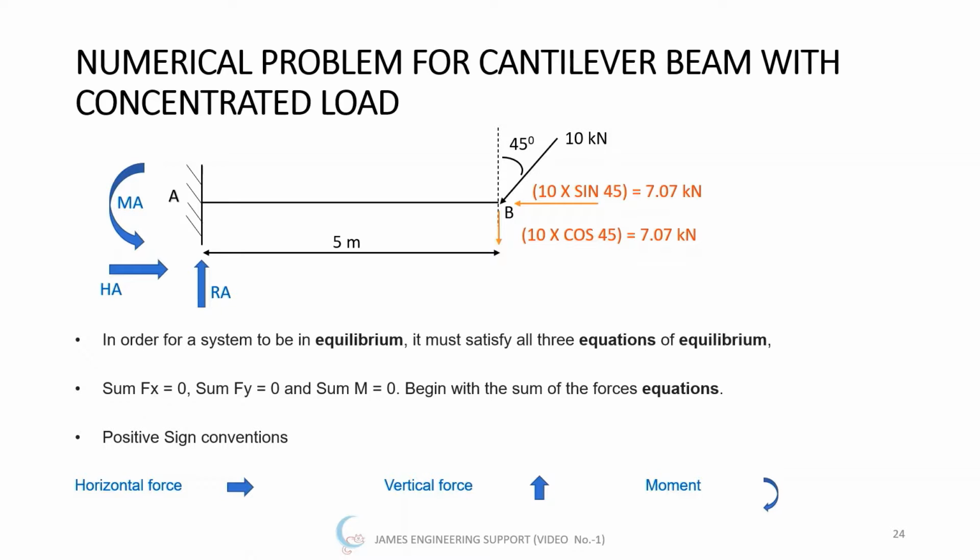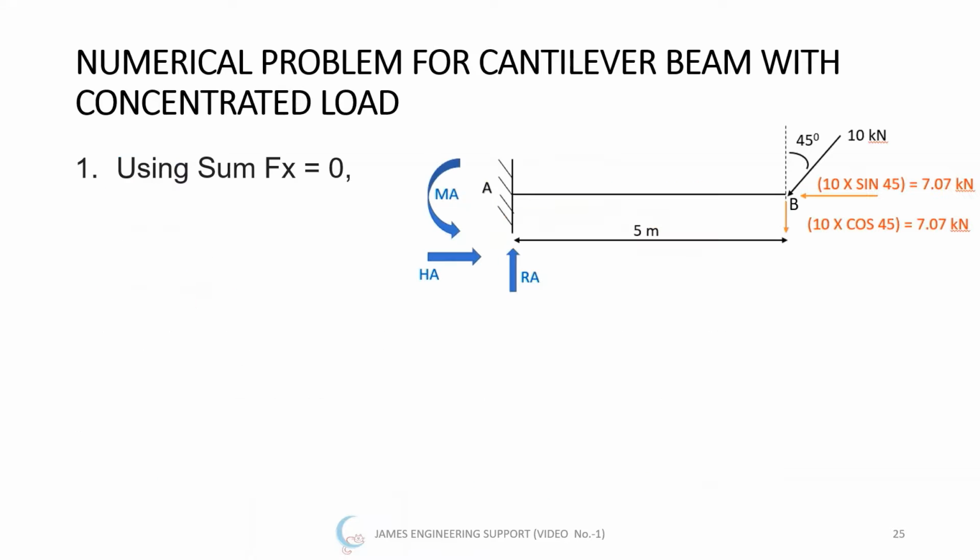This sign convention and these equilibrium equations you know, so I will not explain them again. We will go to the problem directly. Here we need to start with the horizontal reactions. We'll assume that the summation of forces in x direction is equal to 0. So I'll write the equation as HA, from left to right I'm considering positive, from right to left negative, so minus 7.07 equal to 0. After solving the equation I'll get the value of HA as 7.07.